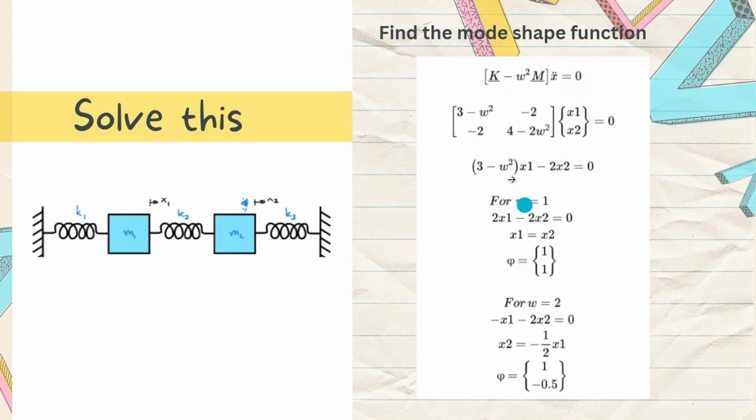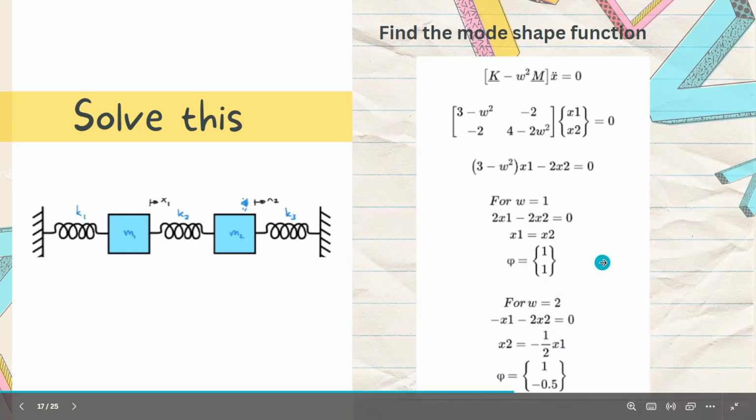Now we use the first natural frequency, which is omega equal to 1. Then we get x1 is equal to x2. This is the mode shape function, 1, 1. It means that when m1 moves to the right by 1, m2 also moves to the right by 1. If we apply the second natural frequency, which is omega equal to 2, we get x2 equal to negative 1 over 2 x1. So the mode shape function is 1, negative 0.5.